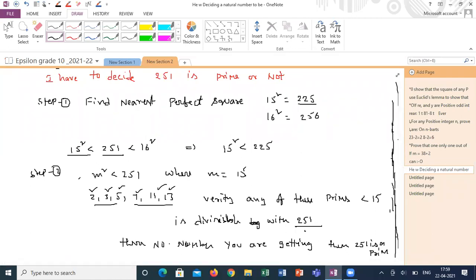Guys, clear? Or am I confusing anything? Got it? I need some response from you, whether you understood or not. Yes, sir. So, no need to verify till 250. Till 250, we have so many primes, no need to verify all those primes. I'm not going to give the proof for this process. We want to know only the process to decide whether the given number is a prime or not. Now, I can use some numericals based on this?